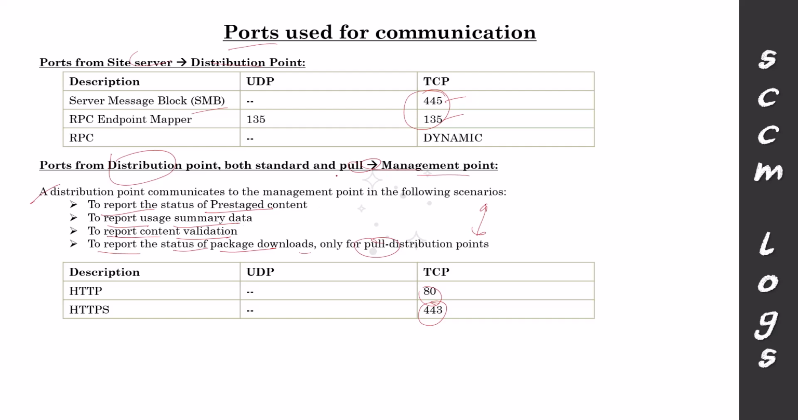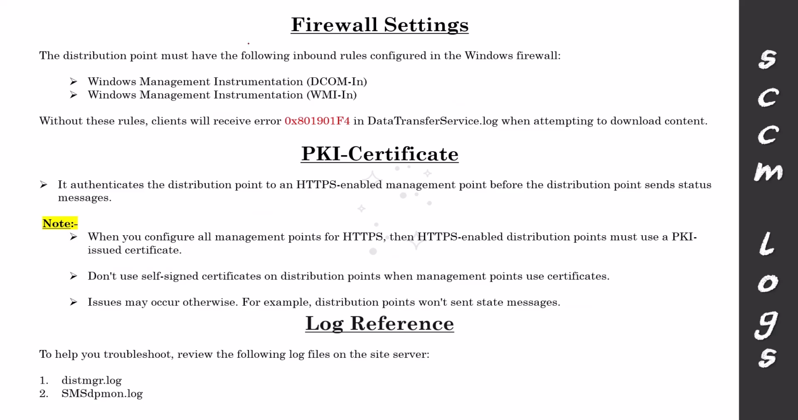Next thing, we need to configure the firewall. These are the inbound rules we need: DCOM-In and WMI-In. Why do we need these firewall rules? If we forget to configure them, the client will receive an error. This is the error code in the DataTransferService.log when attempting to download content. So to avoid this error, we need to configure the firewall with these two inbound rules.